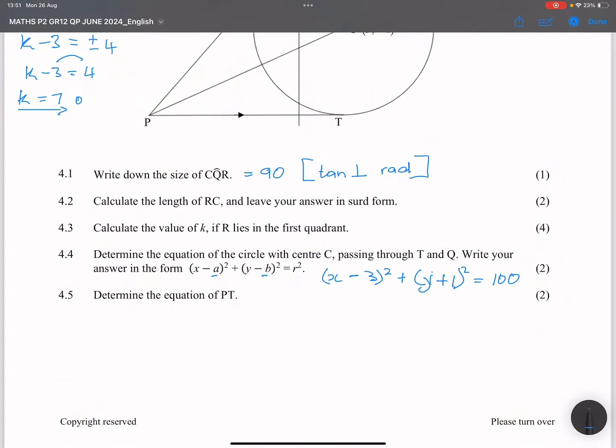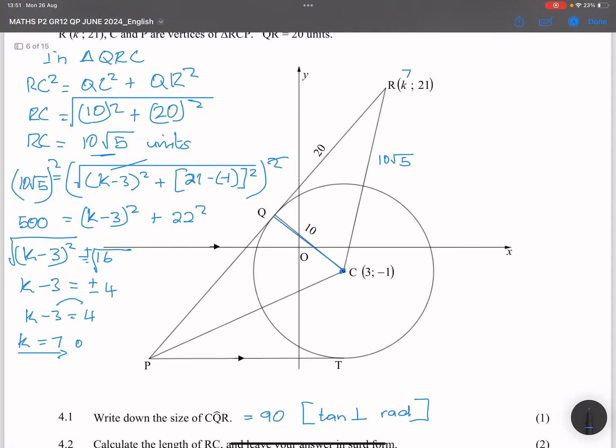Now they say to us, determine the equation of PT. Let's look at which one is PT. If we look at that, there is PT over there. It is a horizontal line, which means its gradient is 0. And in this case, it should be parallel to the x-axis, so it should be the line y is equal to something. Now I can actually draw a line from C to T such that, if this is a tangent, then it is perpendicular to that line. What it means is that at T, our x value should be the same as the x value at C. So the x value is 3.